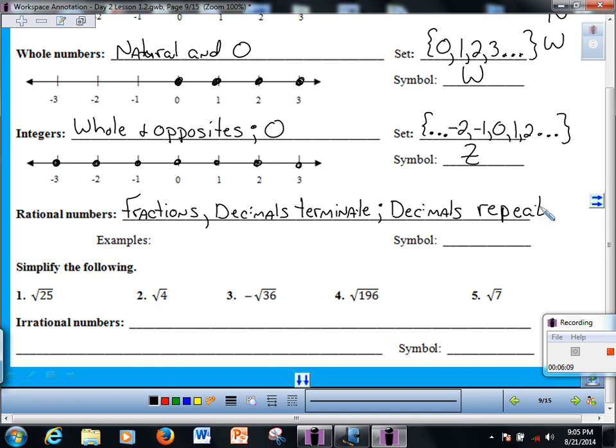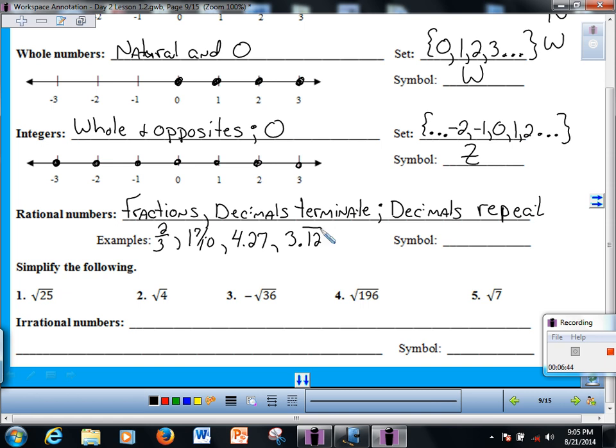Some examples of rational numbers: the number 2/3 would be a rational number, for the simple fact that it's a fraction. The number 1 7/10 is also a fraction, so that would be a rational number. A number like 4.27, where the decimal stops, is a rational number. A number like 3.12 repeating has a distinct pattern to it. That's an example of a rational number.